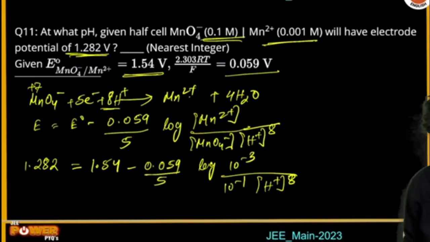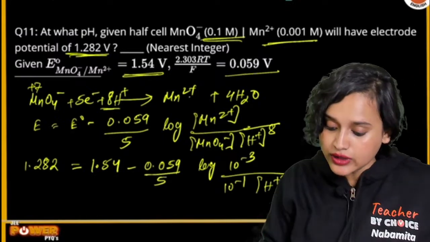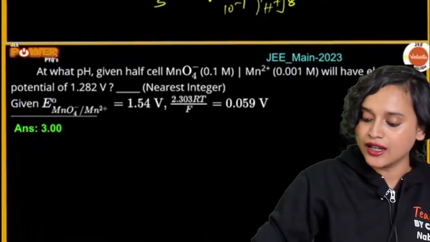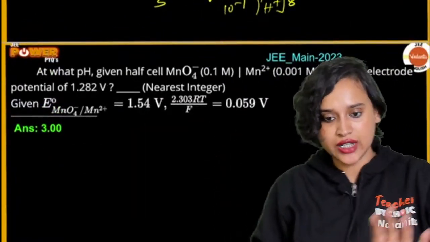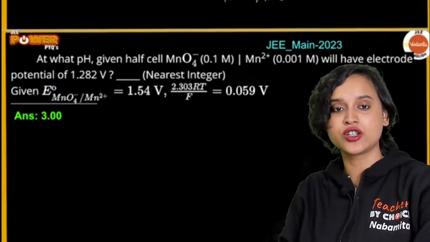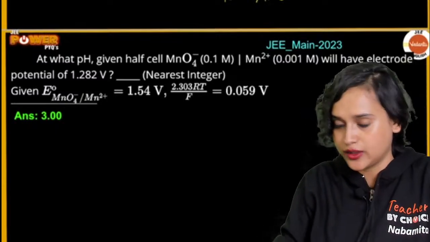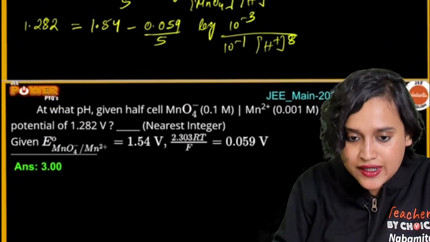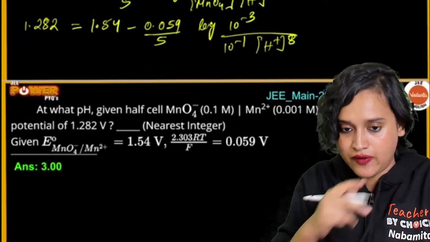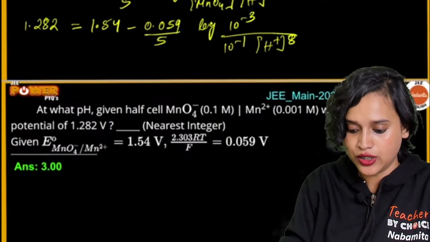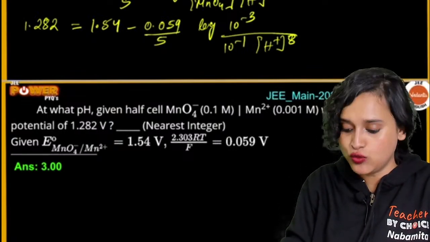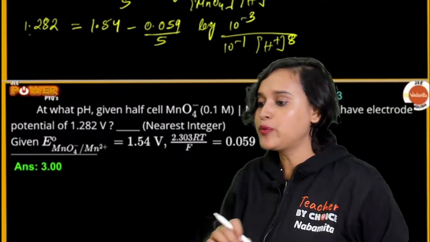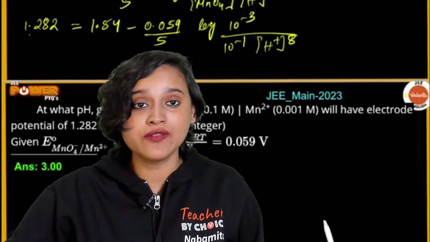Now remember, we have to calculate the pH. We do not know the pH, right? So till here we are done. Now we have to solve it a little further. We have 0.059 divided by 5, and here you have 1.282. So 1.282 minus 1.54, how much will you be getting?